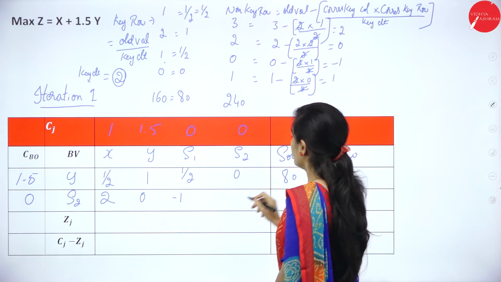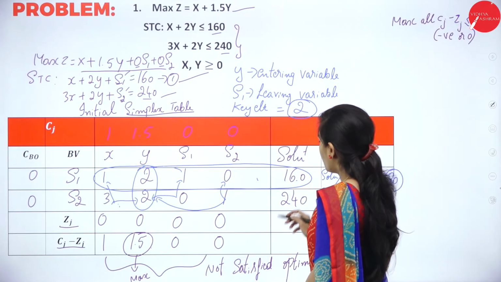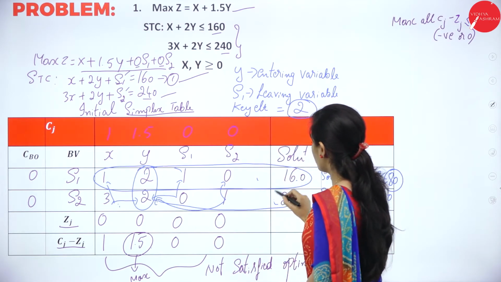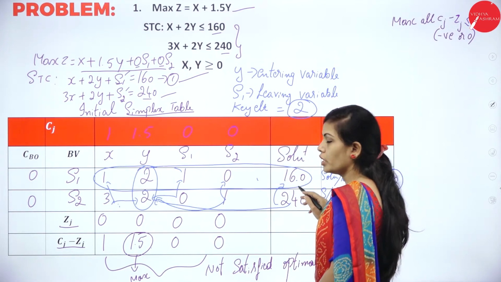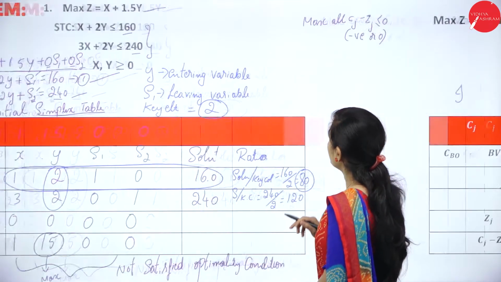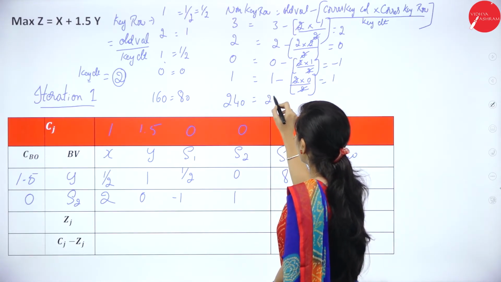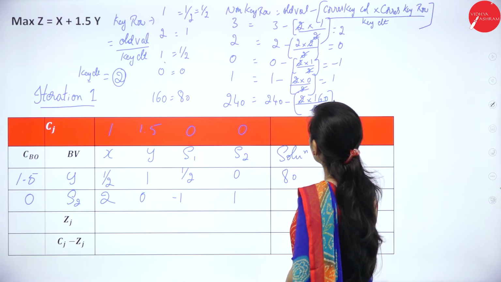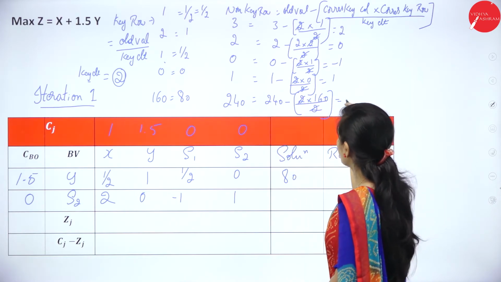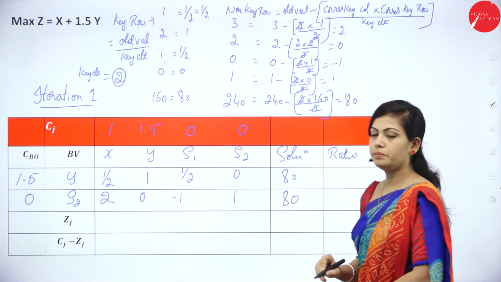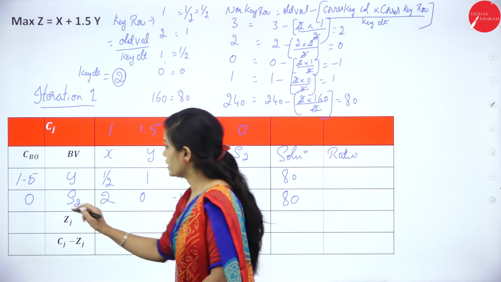It is 1. And old value is 240. Corresponding key column is 2. Key row is 160. So 240 minus 2 into 160 by 2. The 2 gets cancelled. 240 minus 160 is equal to 80. So it is 80. So now we can find Zj.